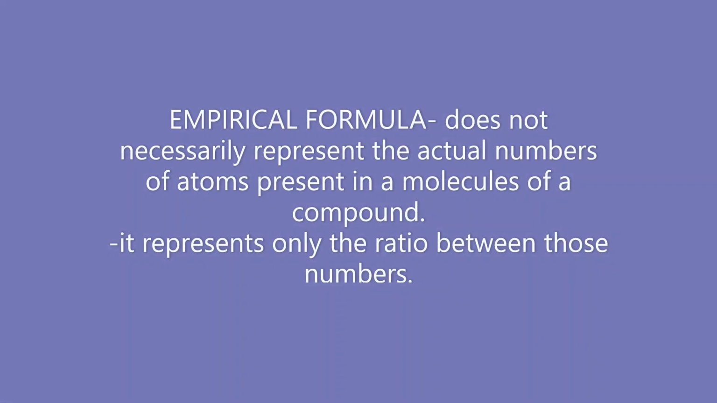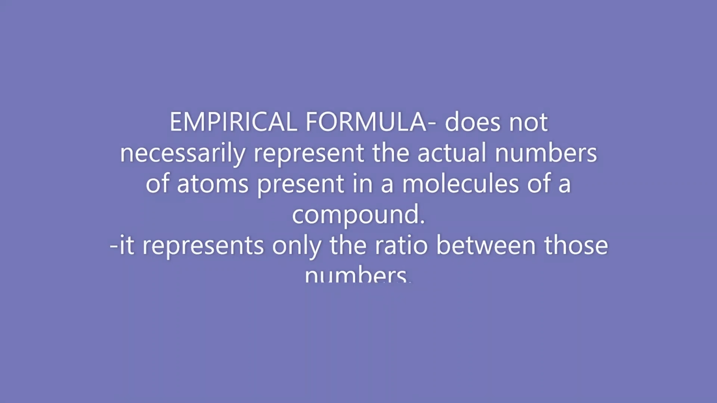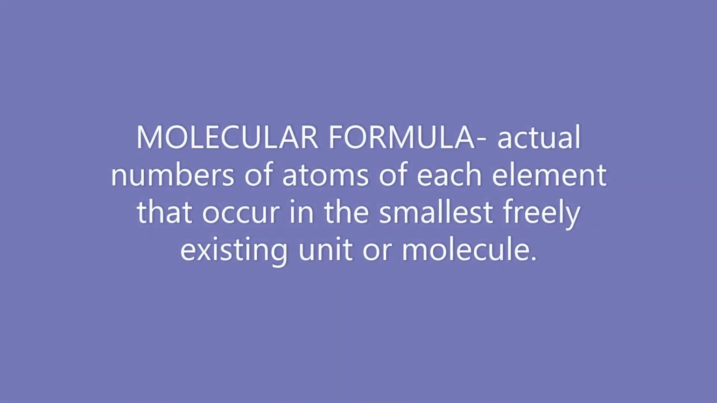Empirical formula does not necessarily represent the actual numbers of atoms, but it represents the molecules of a compound. It also represents only the ratio between those numbers. Second is the molecular formula, the actual numbers of atoms of each element that occur in the smallest freely existing unit, or a molecule. So that's the difference between the empirical and the molecular formula.